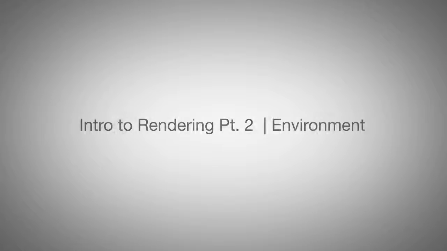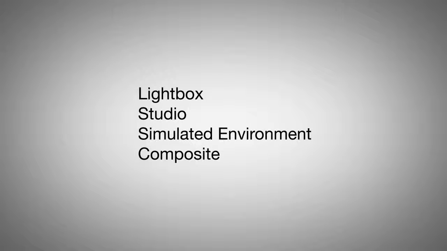This can include a lightbox, a studio, a simulated environment. That's where other 3D models in the space are used to represent the scene, or a composite scene, usually added in later after the components are rendered, or like in some programs like KeyShot does, you can actually composite your scene in while you're rendering, which is really useful.